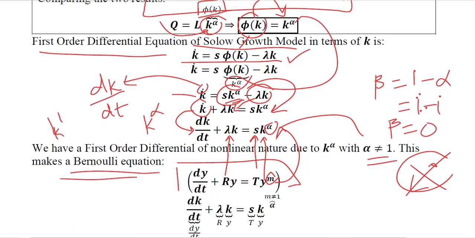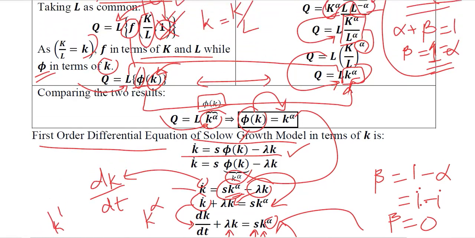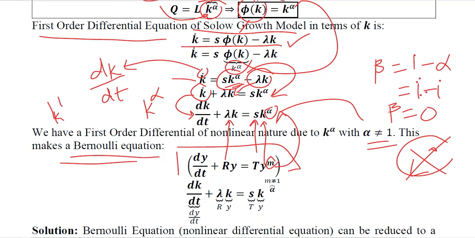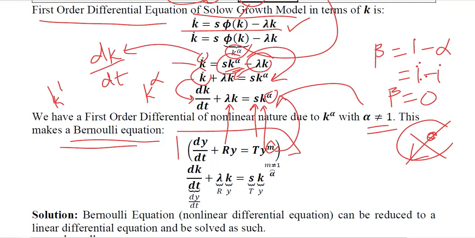And this is something we do not do in the Solow growth model, because the Solow growth model, unlike the Domar growth model, includes the labor variable explicitly. So alpha cannot be equal to 1 here, because this will reduce the power of labor to 0, and definitely labor will not remain a variable with a power of 0. So in order to retain labor in the given equation, alpha is not equal to 1, which means that m is not equal to 1 and it's a Bernoulli equation.